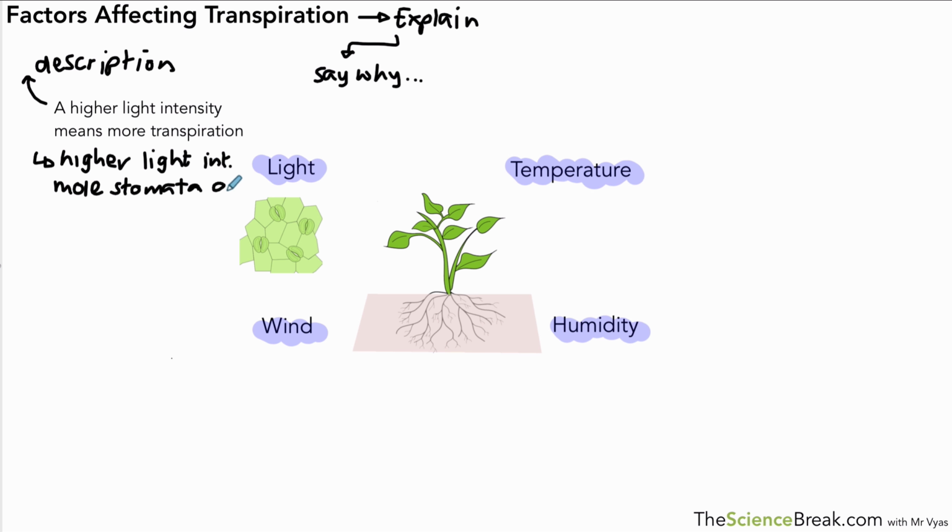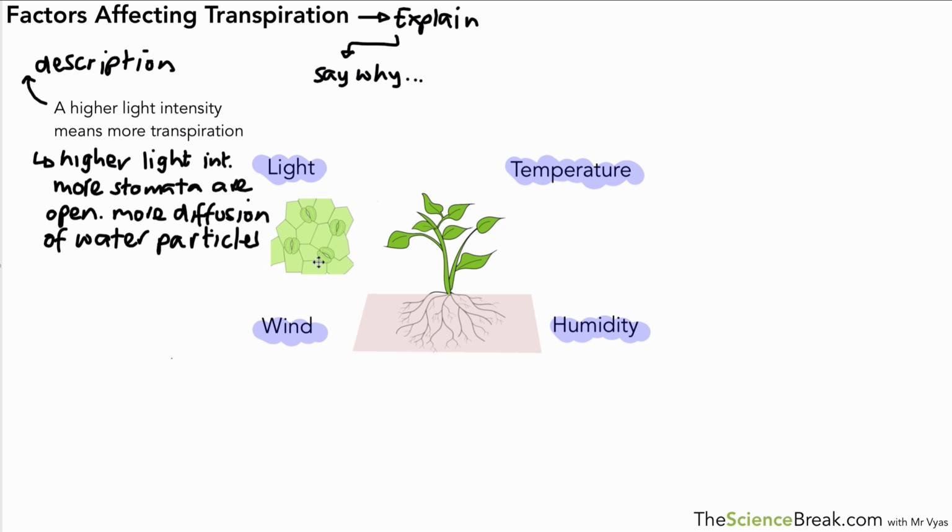But as a result of that, we also get more water exiting the leaf by the process of diffusion, and therefore that impacts the whole process of transpiration. There we go, more diffusion of water particles. Now, in terms of the wind, the effect of the wind is that if we have more wind or more air movement, we're going to get a higher rate of transpiration.